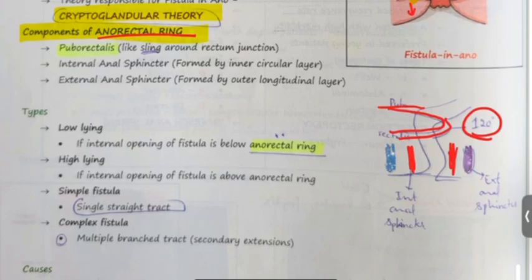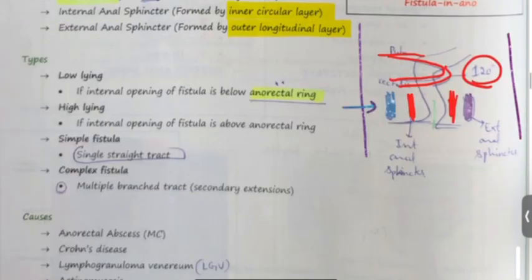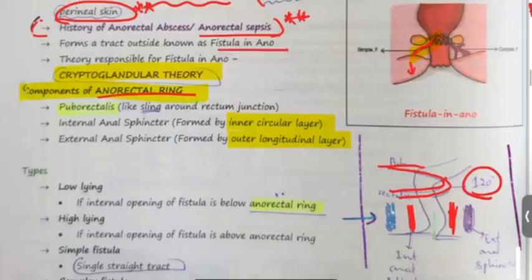Okay, so internal anal sphincter, external anal sphincter. Imagine you are seeing the person from the side. So first you will get the external anal sphincter, and then the internal anal sphincter, and then the anal canal. Okay, so this internal anal sphincter is formed by the inner circular layer of muscles, whereas the external anal sphincter is formed by the outer longitudinal layer of muscles. Okay, based on this you can say the types of fistula in ano.